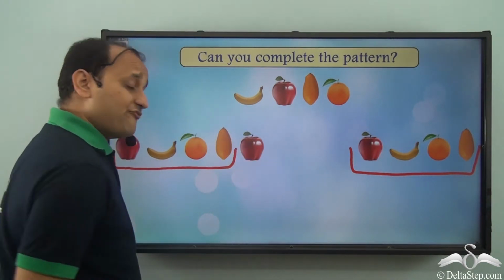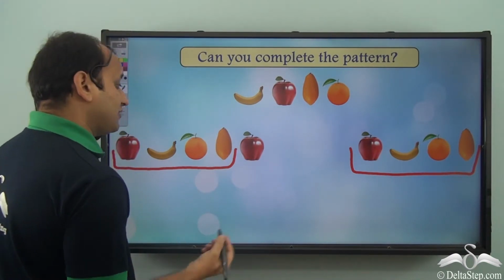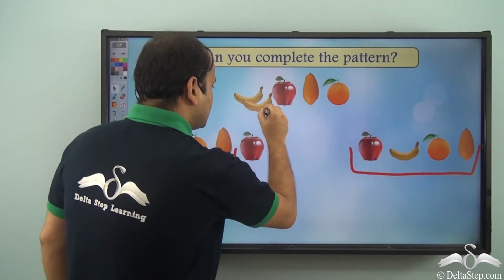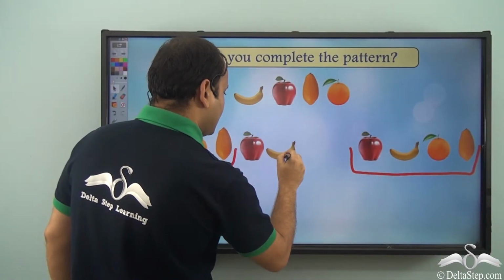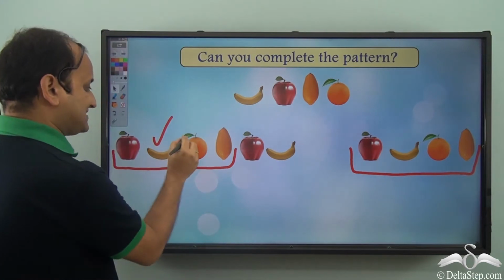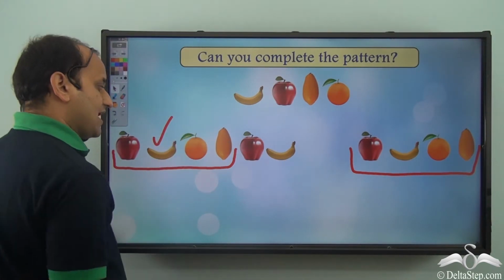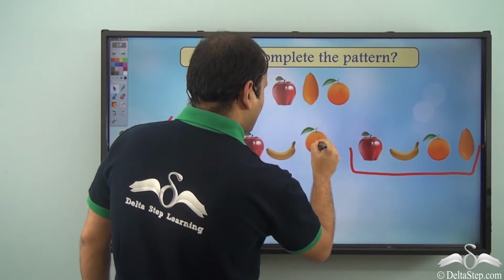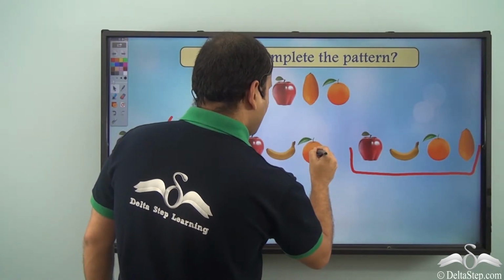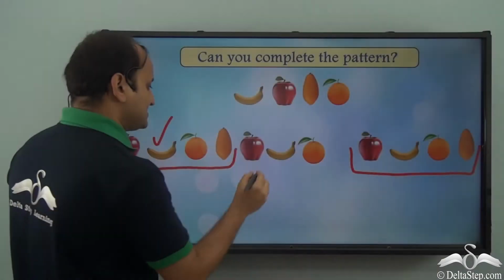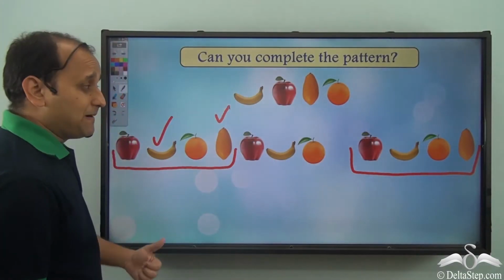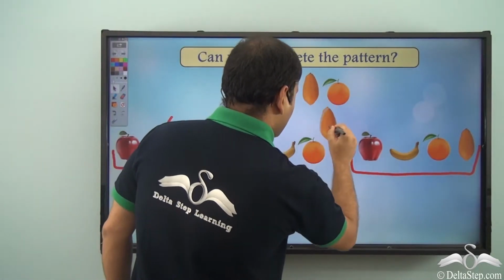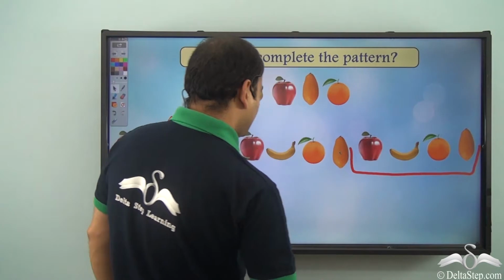So we already have an apple here. So what will be next? A banana, right? So I place a banana here. Now what is next? Well, there is an orange. So I place an orange here. And what is next? We have a papaya. So I place a papaya here.